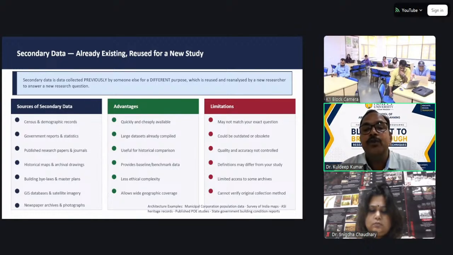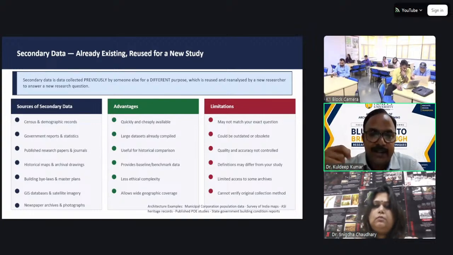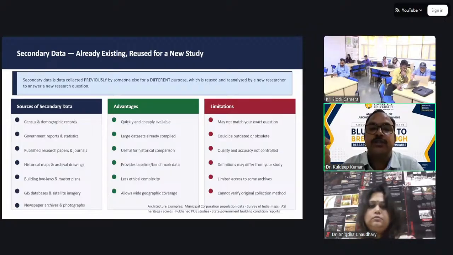So with this, there are a few limitations also. It is possible that the data may not correctly match your research question, because it was designed for some other purpose, and it may be outdated also. You also cannot verify where it was originally collected from. And the definitions used by the original researcher may differ from yours. So there are a few limitations.